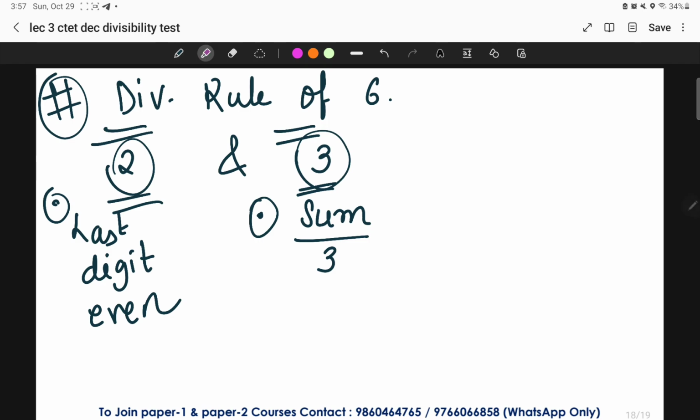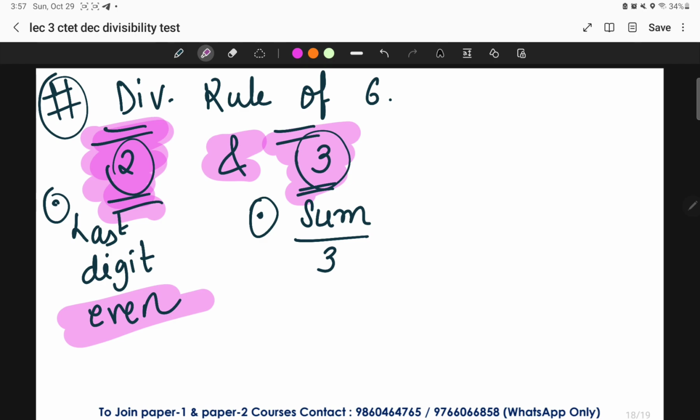Numbers which are compulsorily divisible by 2 and 3, not 2 or 3. It should be compulsorily divisible by 2 as well as by 3. If they are divisible by both these numbers, then the number is automatically divisible by 6. Got it? That is, if the last digit of the given number is an even number and the summation of all the digits is divisible by 3, then the number is divisible by 6.